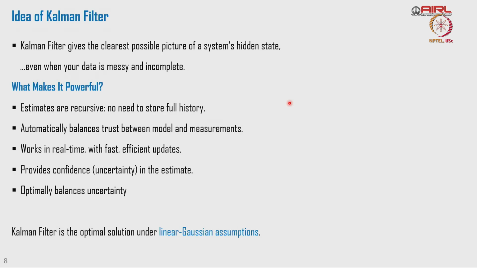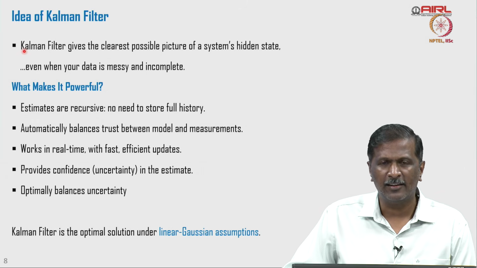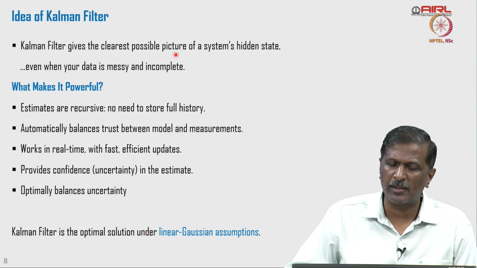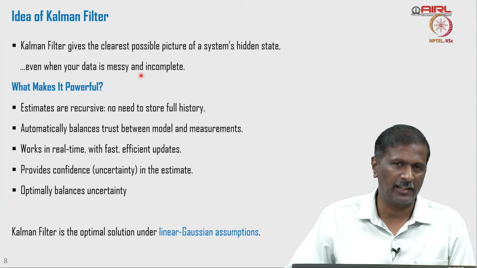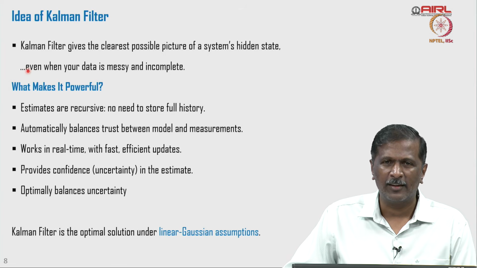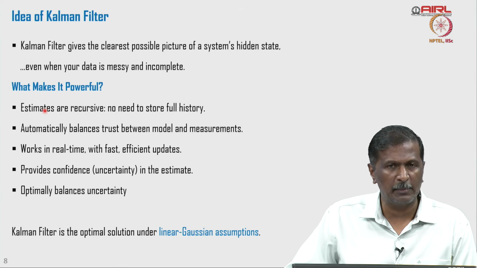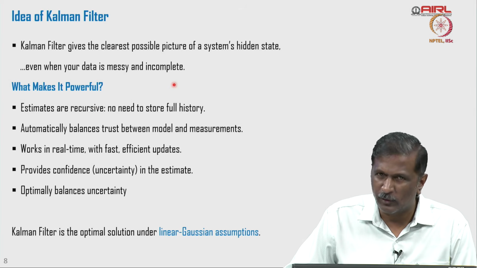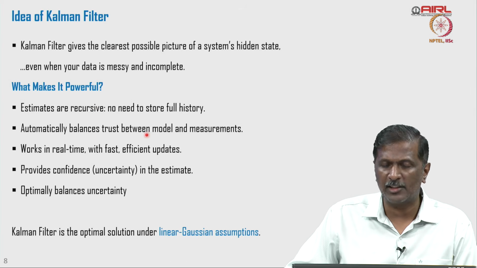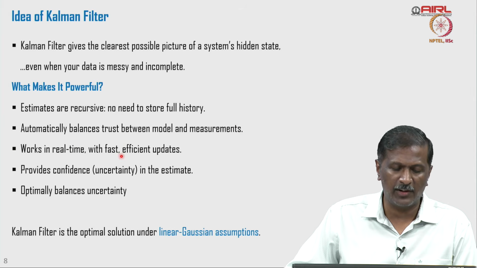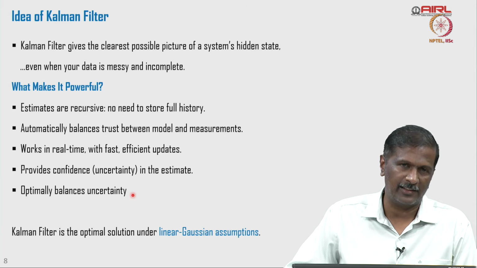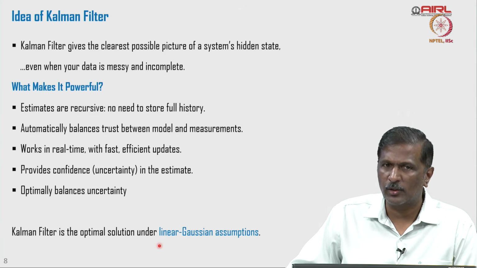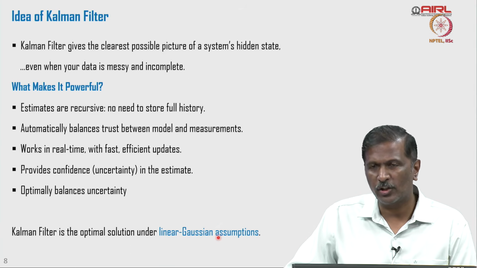Now let us look at the idea of a Kalman filter. The Kalman filter gives the clearest possible picture of the system's hidden state, even when your data is messy or incomplete. When I say messy, it is noisy. What makes it powerful? The estimates are recursive, with no need to store the full history. It automatically balances the trust between the model and measurements, works in real time with fast, efficient updates, provides confidence in the state estimate, and optimally balances uncertainty. The Kalman filter is an optimal solution under linear Gaussian assumptions.